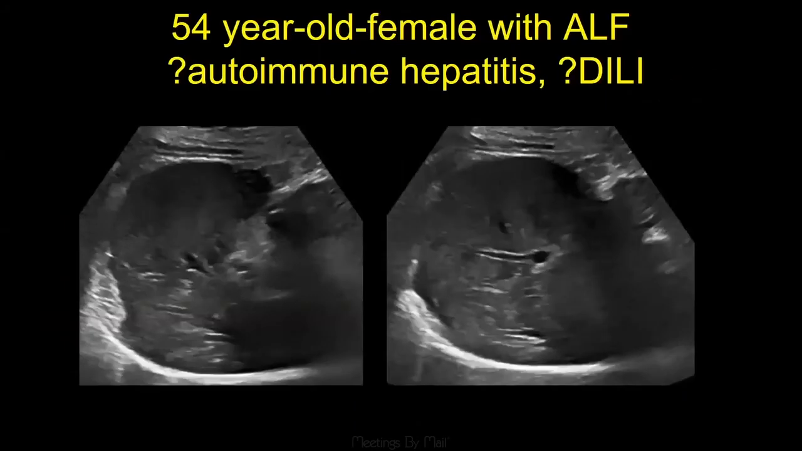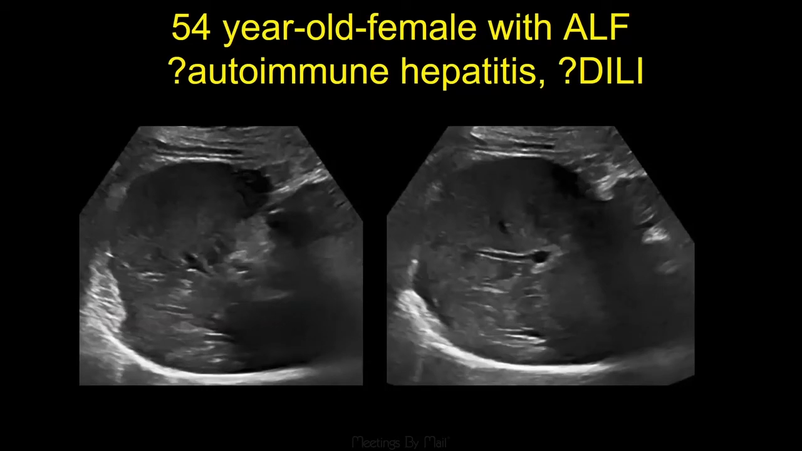Now, this is a very interesting case. This is a patient who had ALF, and it was unknown if it was from autoimmune hepatitis or possibly drug-induced liver disease or DILI. And these two ultrasound images are showing a smooth, rounded area anteriorly with more homogeneous echotexture, but then posteriorly you have more atrophic shrunken right lobe with echogenic areas alternating with hypoechoic areas.